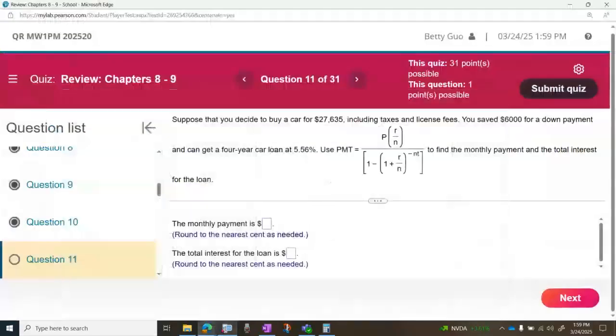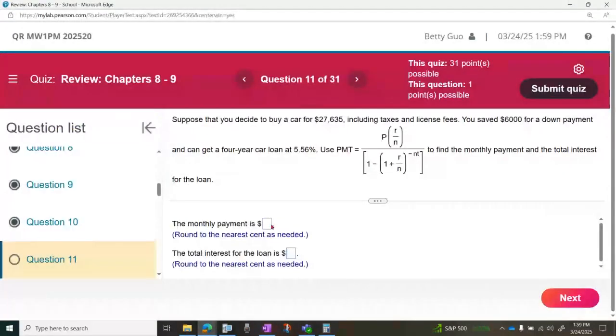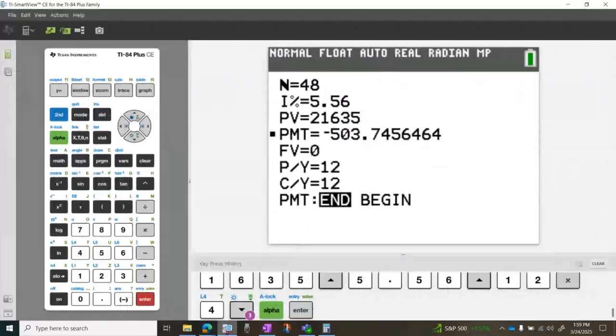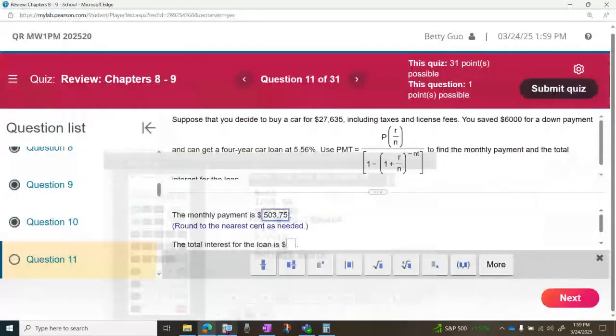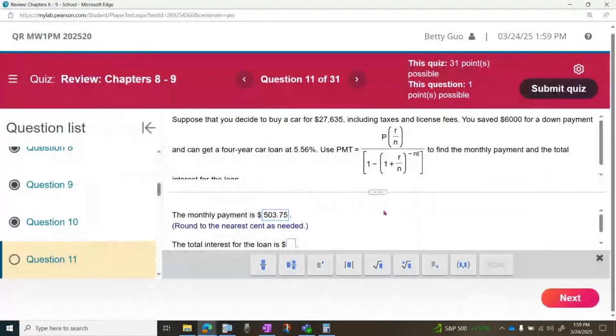Round to the nearest cent as needed. So this 5 is bigger than or equal to 5, round it up. 503.75. Double check the entry. $503.75. Okay, correct.